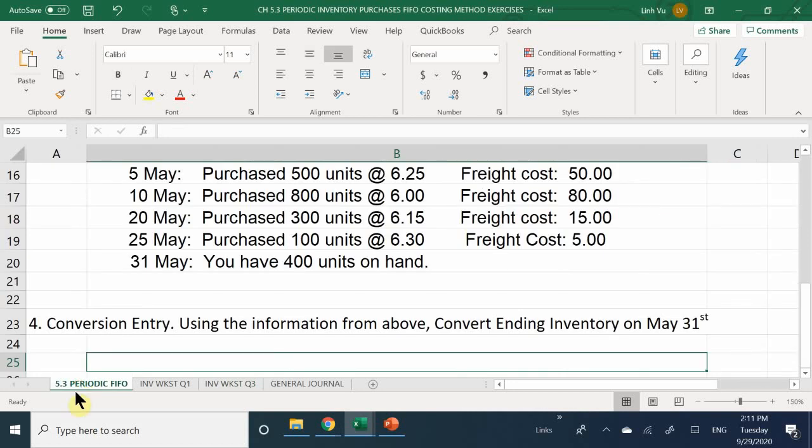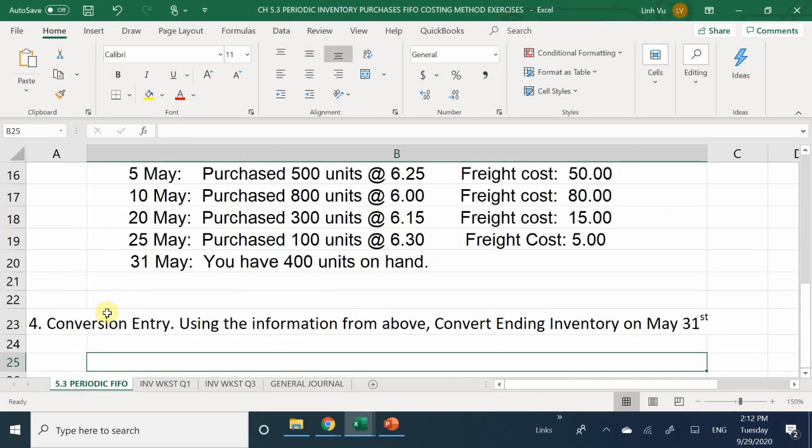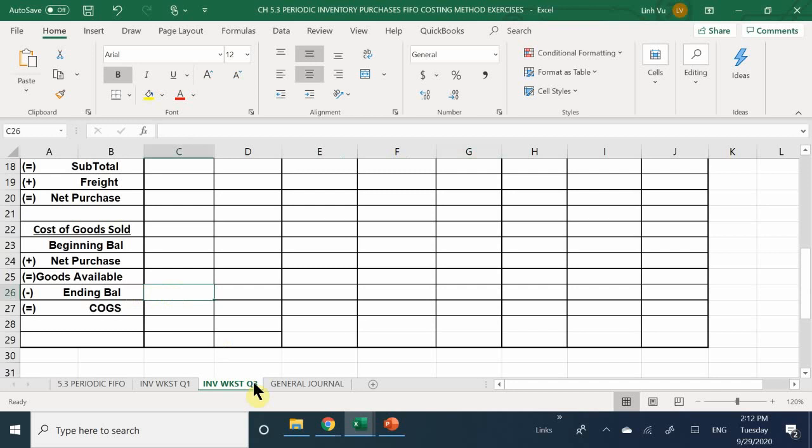All right, what happened on May 25th? May 25th, purchased 100 units at $6.30 each and a freight of $5. Okay, good. So here on May 25th, we bought 100 items at $6.30, and my freight was $5. So what is my total purchase price? Price is $630. And the total cost is $635. And the cost per item is $6.35. All right. And what does the last piece of information say? It says May 31st, you have 400 units on hand. So that means my ending inventory is 400 items, right? Yes. Okay. Good.